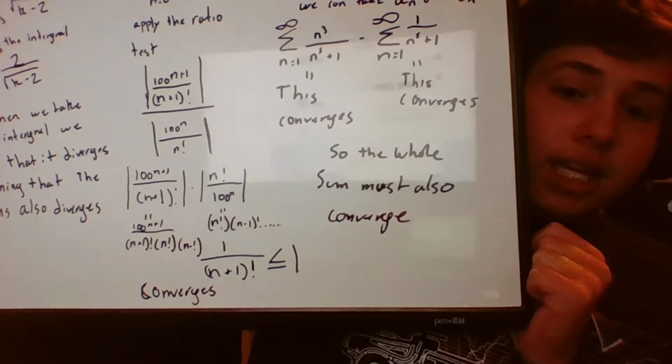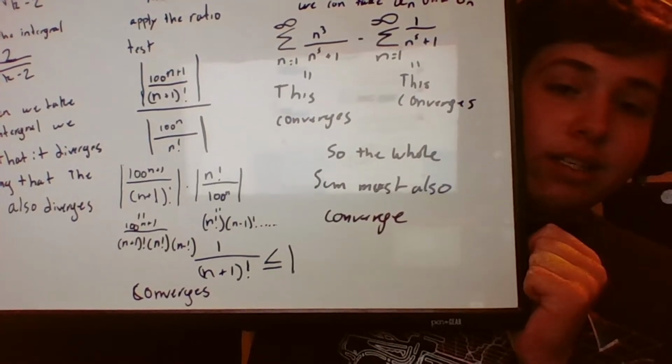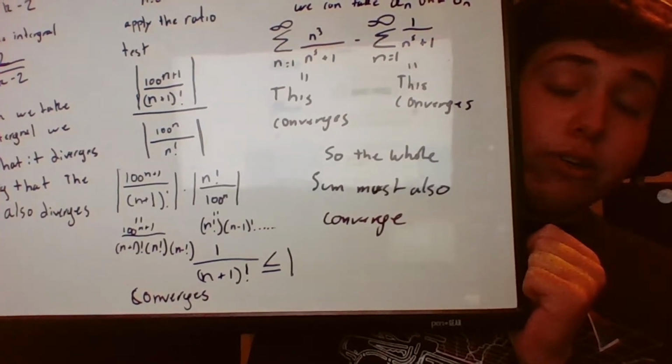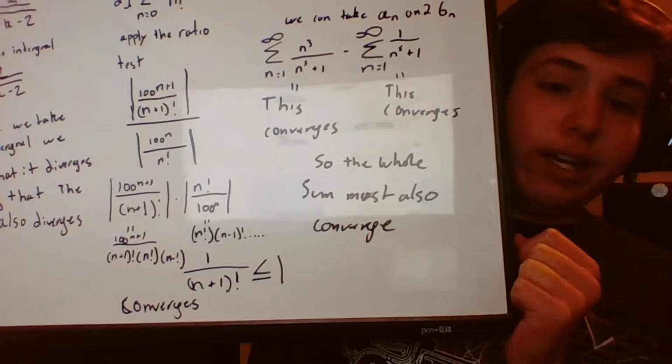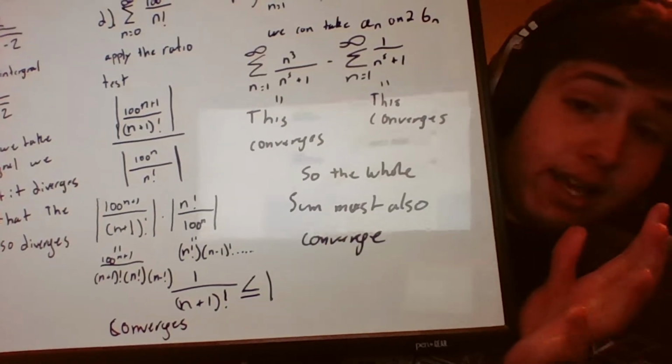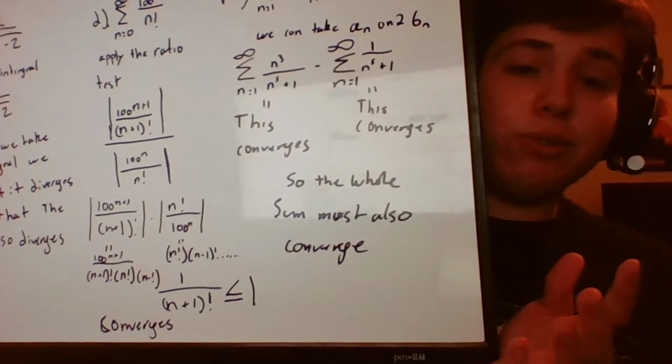And then we see that no matter what, it's going to be less than or equal to 1, and so therefore it converges. And I guess since we did the absolute value, it converges absolutely, which is even better.